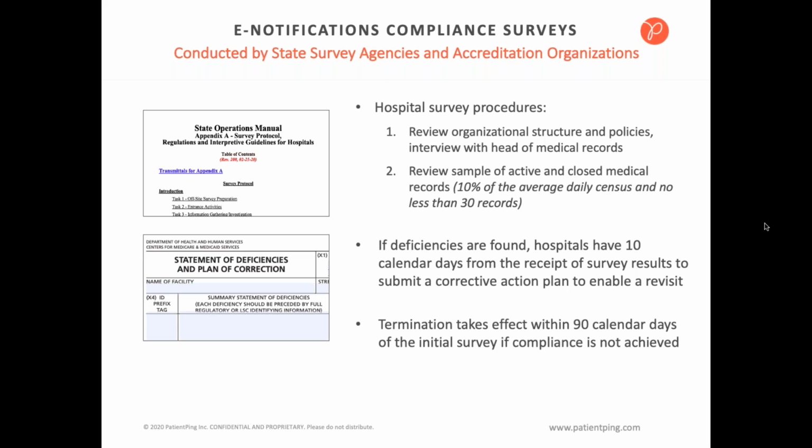Based on the procedures that are outlined in the State Operations Manual for that Medical Records Services COP, the survey will include two main components. The first is a review of the organizational structure and policies and an interview, and the second is a records review. For the first part, the policies, hospitals need documentation that explains how hospitals meet the notification requirements and what the procedures are to do so. For the records review, you'll need to be able to show through something like an audit report that notifications have been sent to the specified recipients for those randomly selected patients that are under review.